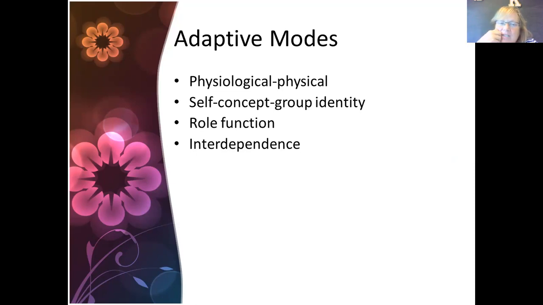response. For an individual, the second adaptive mode is an adaptation around self-concept. And because a self-concept is individual as opposed to a shared self-concept for a group or a family community, the second adaptive mode is group identity. But the third adaptive mode, same title for both an individual or a family or group, is role function.